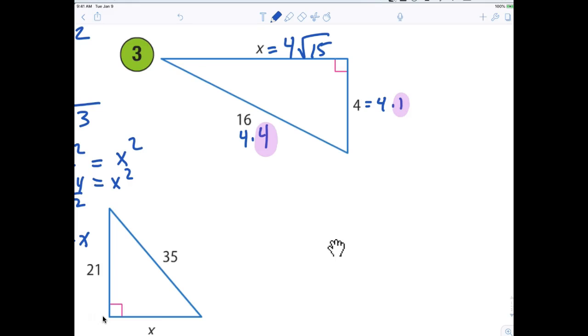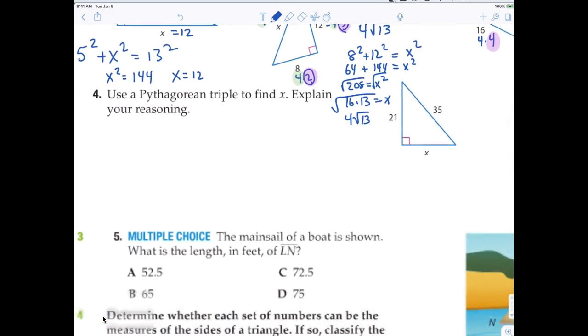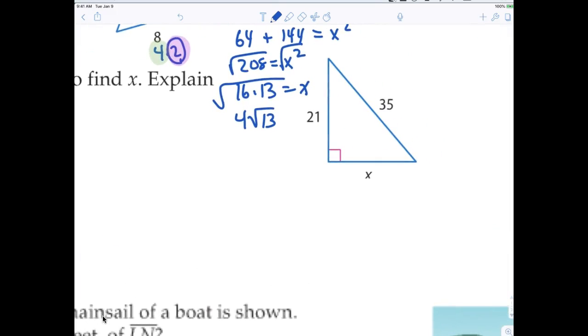All right, now here we go with question number 4. Use the Pythagorean triple to find x. So they're telling me that it's a triple. What's common with 21 and 35? So this is 7 times 3, and this is 7 times 5. So this is 7 times 4, which is 28. That's how it should be done. That's why when people can tell you the answer, you're thinking they're doing 35 squared and 21 squared. It's not the case.